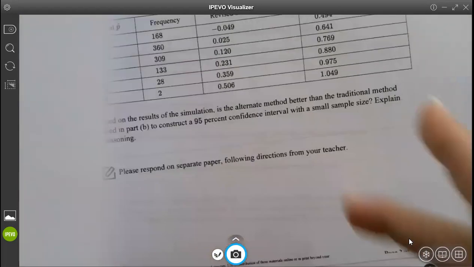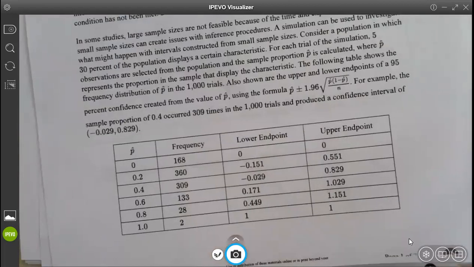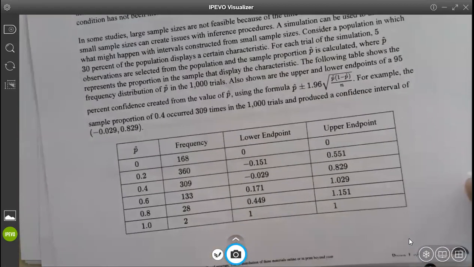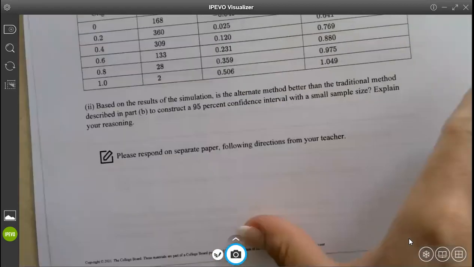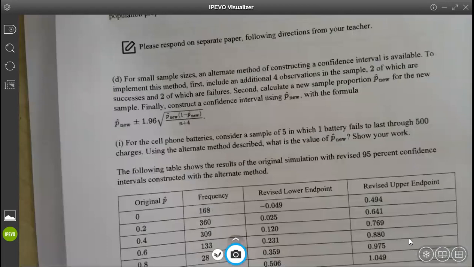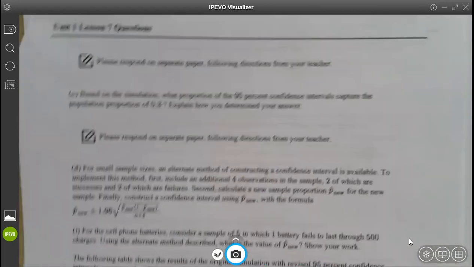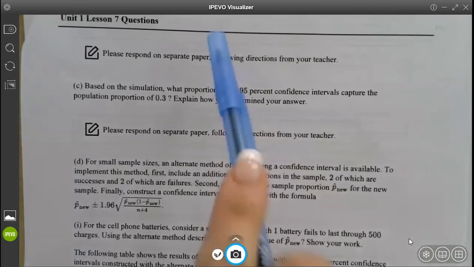What was the question? Consider a population in which 30% of the population displays a certain characteristic for each trial of the simulation. For example, the proportion. Does it even have a real question on there? Okay, so that's this. Oh, this one. This one's the next one. Yeah. We already did that question. Here, this one. Based on the simulation, blah, blah, blah. This is the answer that I just gave you, the conditions.